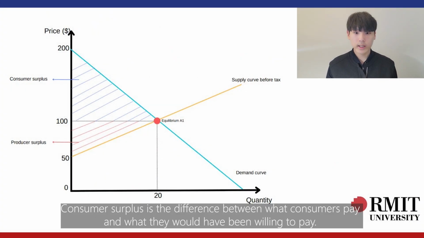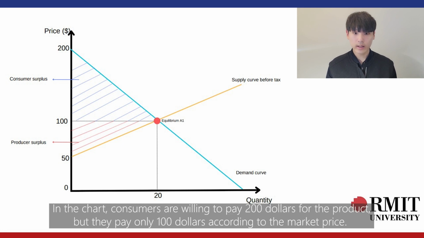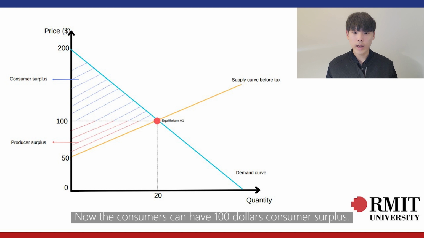Consumer surplus is the difference between what consumers pay and what they would have been willing to pay. In the chart, consumers are willing to pay $200 for the product, but they pay only $100 according to the market price. Now the consumers have $100 consumer surplus.